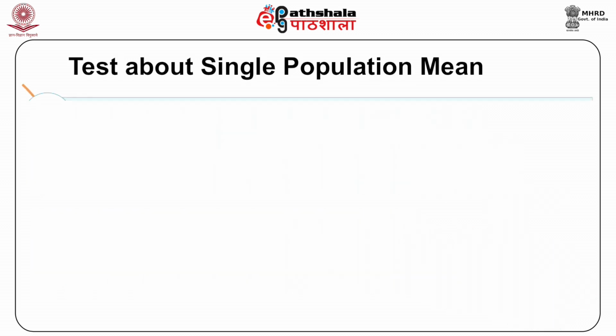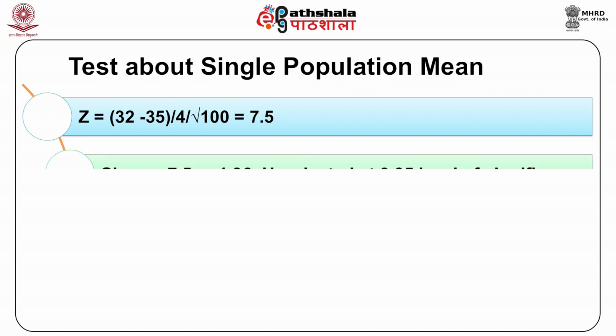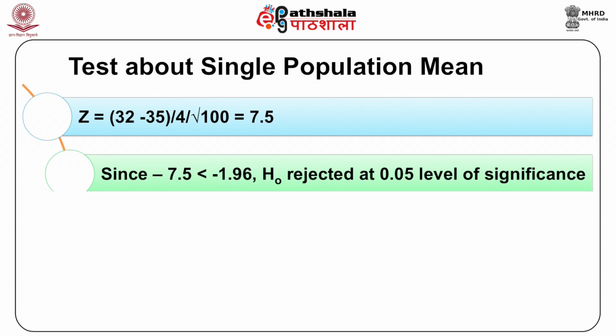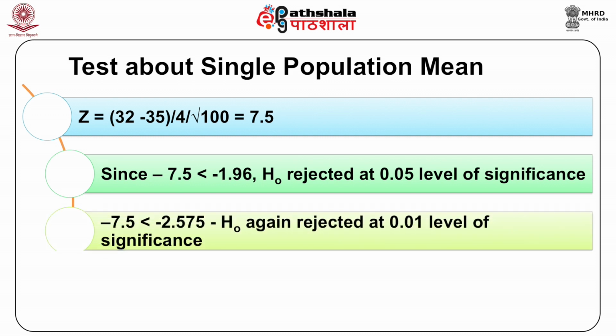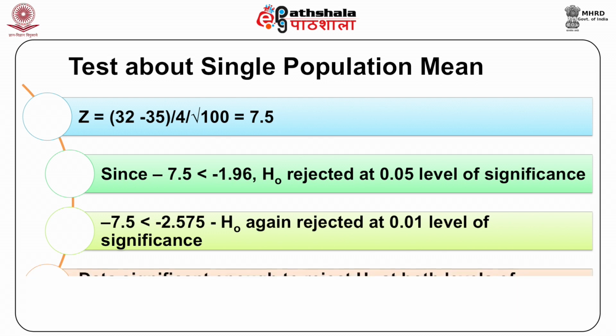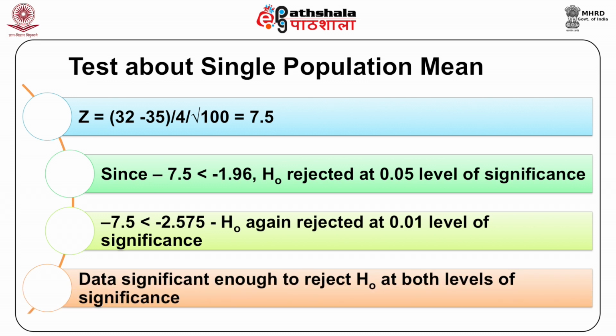Fourth, Z is equal to (32 minus 35) divided by (4 divided by root 100), which is equal to minus 7.5. Hence, minus 7.5 is less than minus 1.96. H0 will be rejected at the 0.05 level of significance. Also, minus 7.5 is less than minus 2.575. Hence, H0 will again be rejected at the 0.01 level of significance. The data is significant enough to reject H0 at both levels of significance.